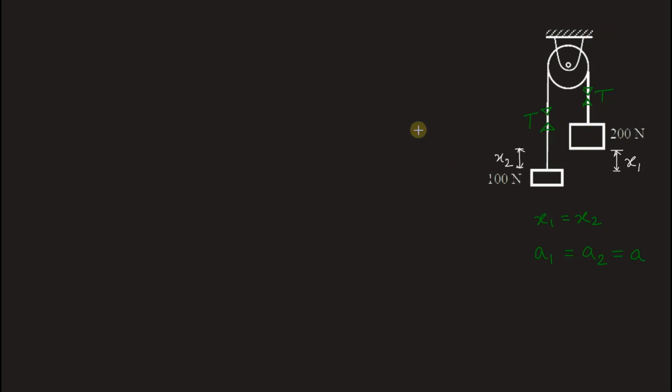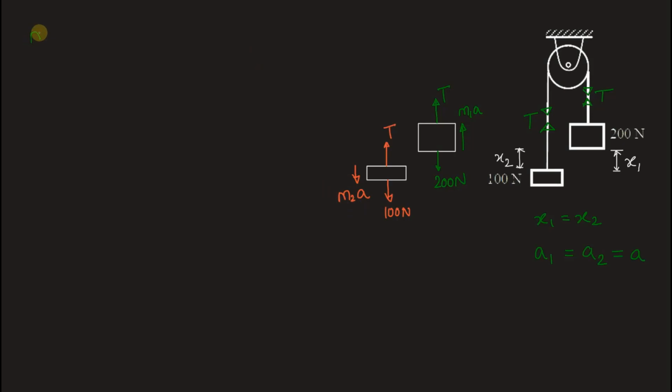Let's draw the free body diagrams of the masses. For the first mass, tension in the string is upwards. Let's mark it T. Weight 200 Newton downwards. Because this mass is moving downwards, the inertia force will act upwards here. So we can mark this as M1A. In the second case, tension in the string again upwards, T, 100 Newton downwards. The mass is moving upwards, so inertia force will act downwards. Let this be M2A.